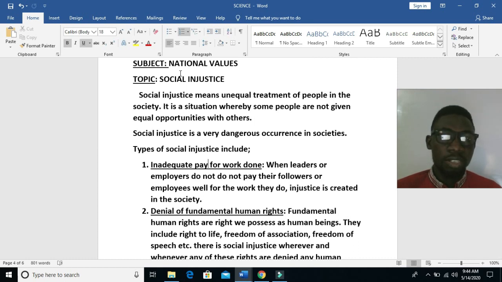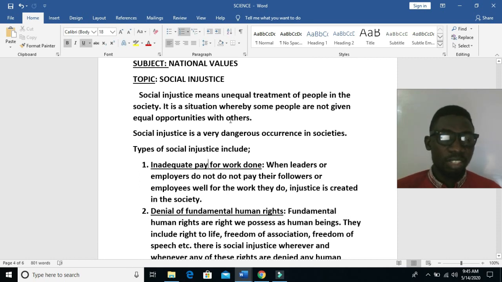What exactly do we mean by social injustice? Social injustice means unequal treatment of people in the society. Not treating everyone as the same. It is a situation whereby some people are not given equal opportunities with others.